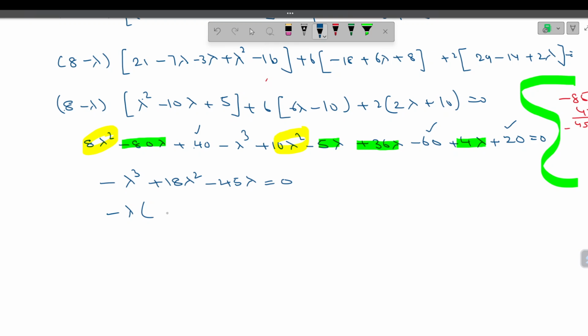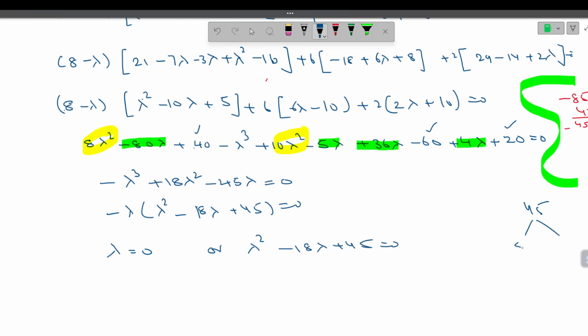Now if you take minus lambda common, we get lambda square minus 18 lambda plus 45 should be equal to 0. So here lambda equal to 0 or lambda square minus 18 lambda plus 45 equal to 0. You see the factors of 45 are 3 into 15: 3 fifteens are 45, and 15 plus 3 is 18. We want lambda.